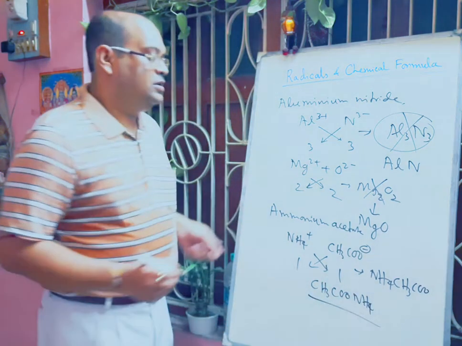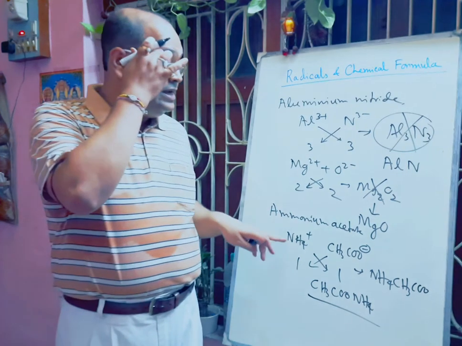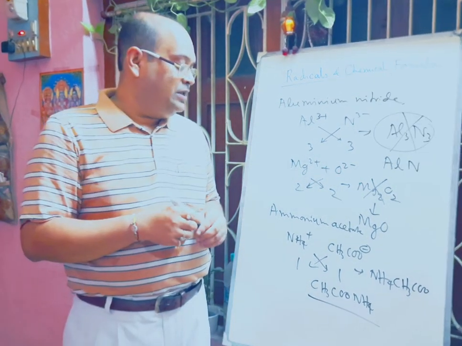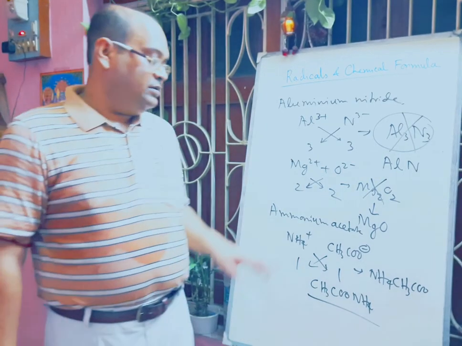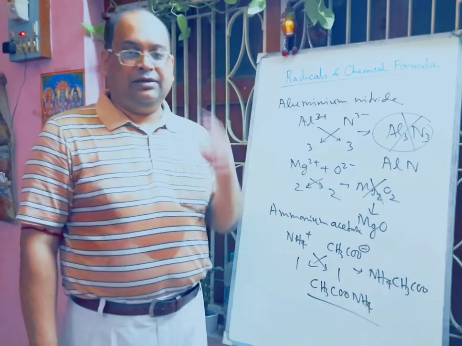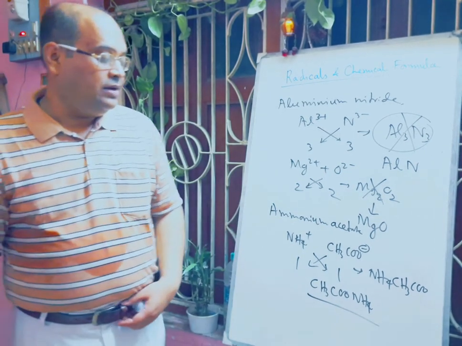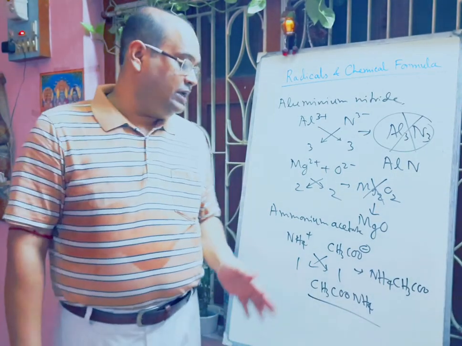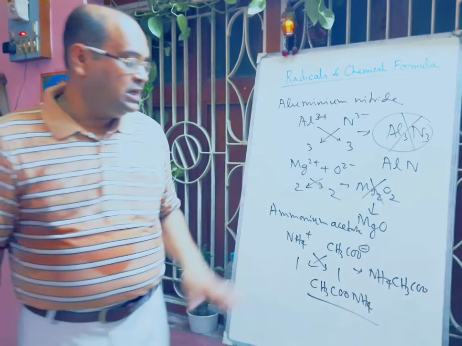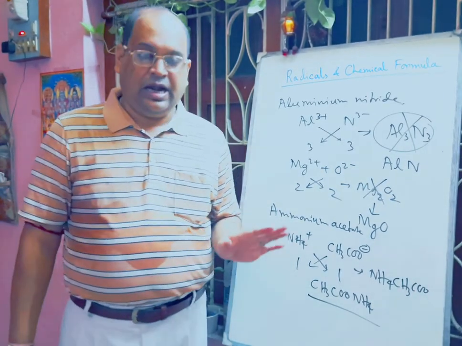One thing you have to keep in mind: ammonium is a basic radical but does not contain any metal. This is a non-metal basic radical, a compound radical. But all basic radicals, except NH4+ and H+, are metal atoms.